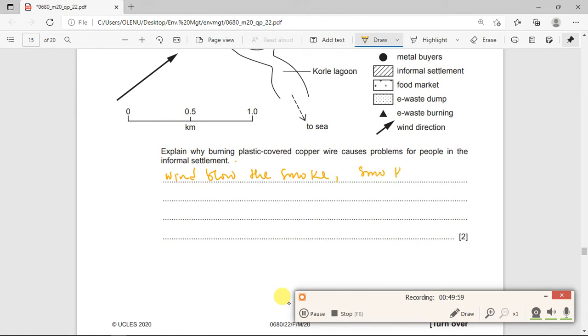So the smoke will cover a large area and also the informal settlement. The waste too can cause water pollution because it's deposited close to a river.